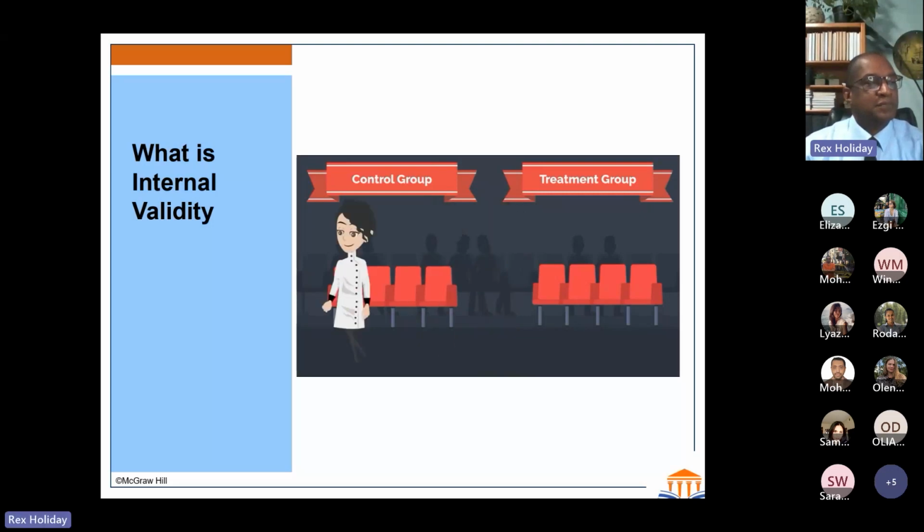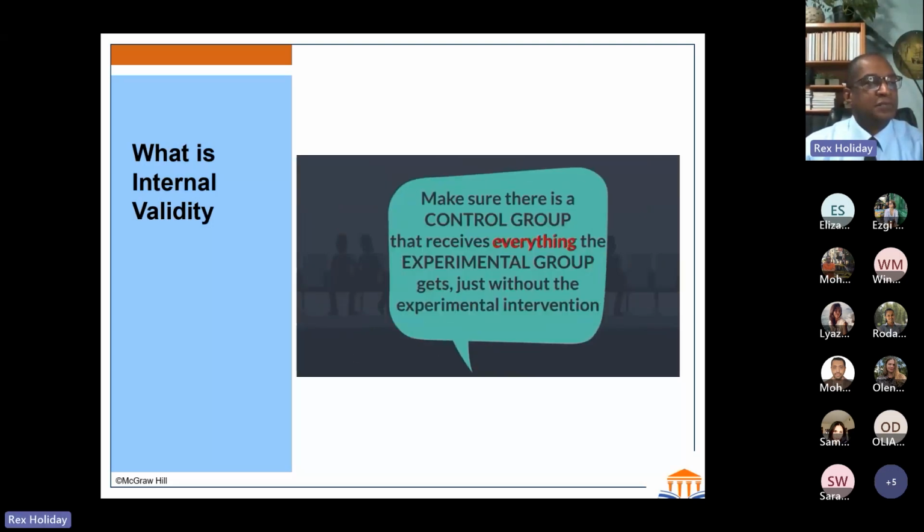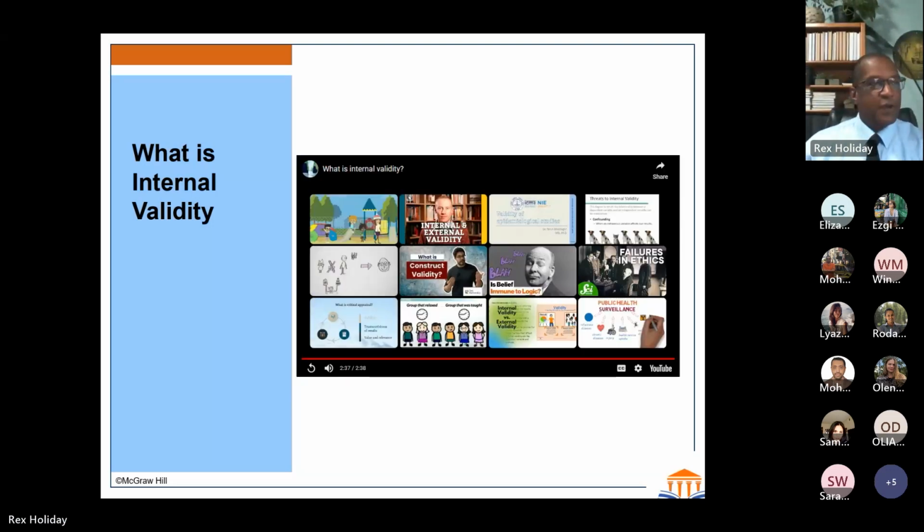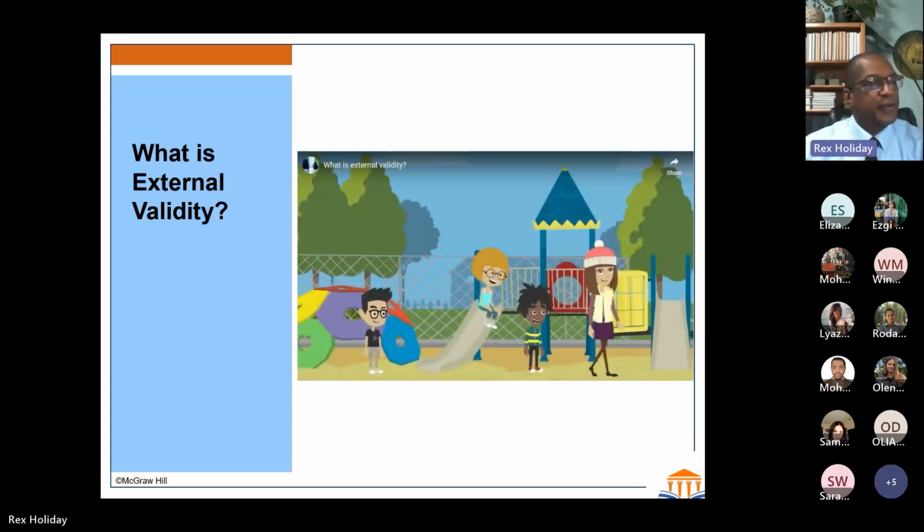Every time you assess a research study, you should make sure there is a control group that receives everything the experimental group gets, just without the experimental intervention. This will help you judge if the experiment has good internal validity or not. Okay.